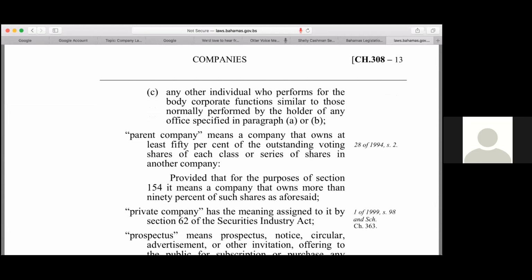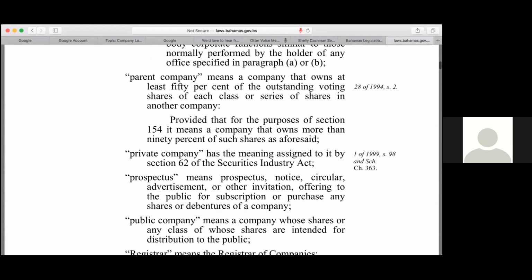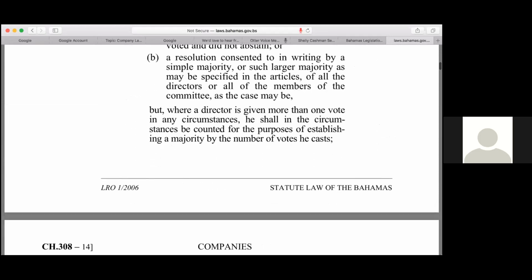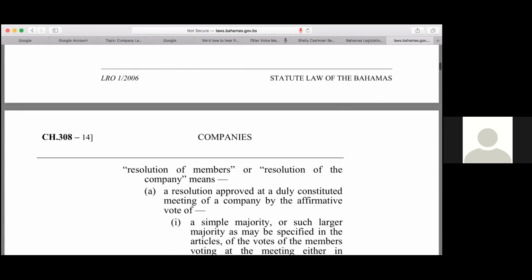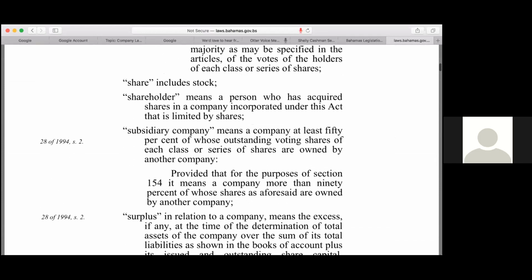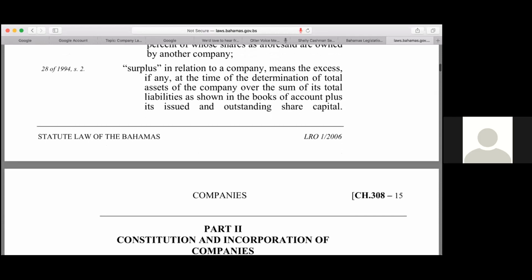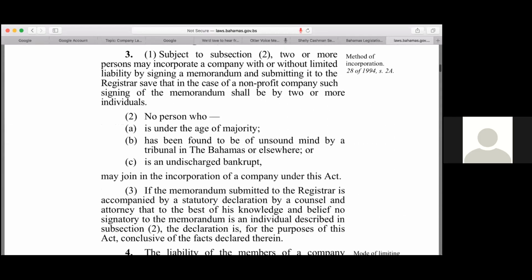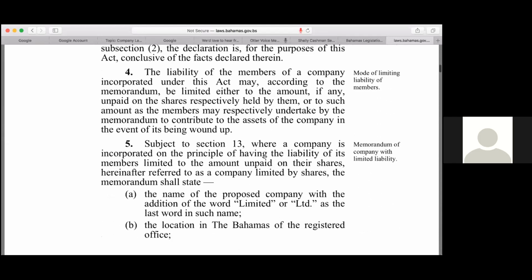And then what does section 13 say? The words limited or LTD must be part of the name of every company incorporated under the Act with limited liability. So you can either use the full or the abbreviated.